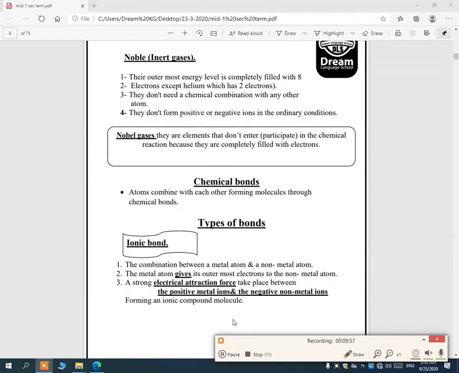Now let's talk about the noble gases or the inert gases. You have to know that all noble gases or inert gases are completely filled with 8 electrons, except helium, which has 2 electrons. So they are inactive and they needn't make any chemical reactions. I mean that they will not form a positive or negative ion in ordinary conditions. So what is meant by noble gases? They are elements that don't participate in chemical reactions because they are completely filled with electrons.